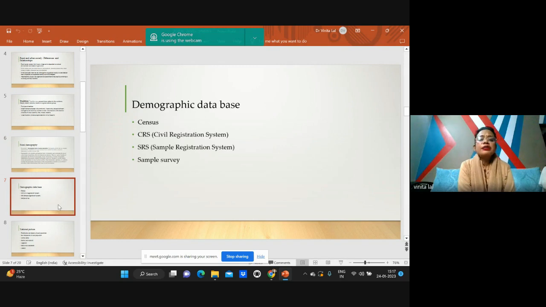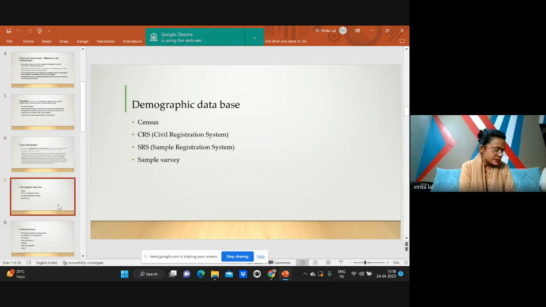As I have told you, the demographic databases are the census, civil registration system, sample registration system, and sample survey. What is census? I think everybody knows, but I'll tell you a little bit. Census is a very valuable and authentic source and can provide information at the lowest possible aggregation. In addition to age, sex, and marital status of various types of population, it provides information about socio-economic characteristics such as literacy, education, and religion of the head of the household. Occupation we can also include in the census.